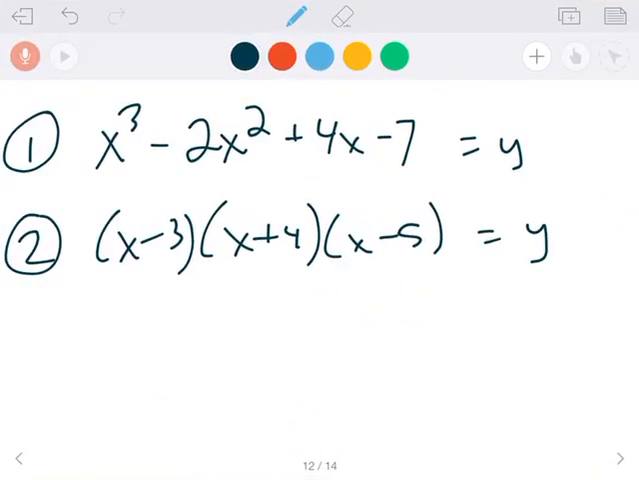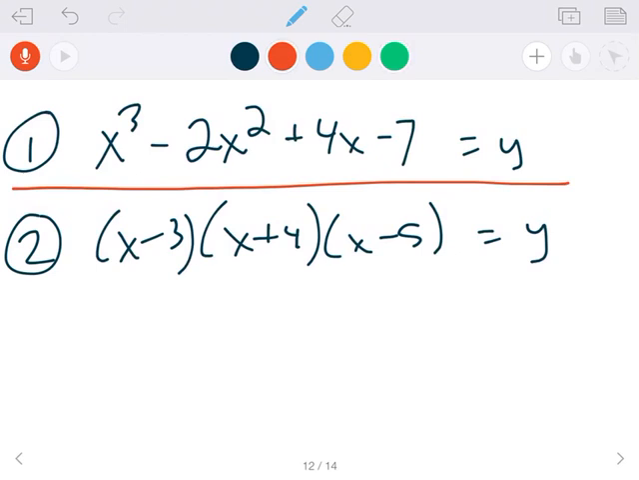Okay, just a quick overview of polynomials and their degrees and their x-intercepts. So we have these two equations here, which are both polynomial functions. And if we want to talk about the degree of each equation, we want to consider the form of the equation. So if we look at number 1 here, we have x cubed minus 2x squared plus 4x minus 7.